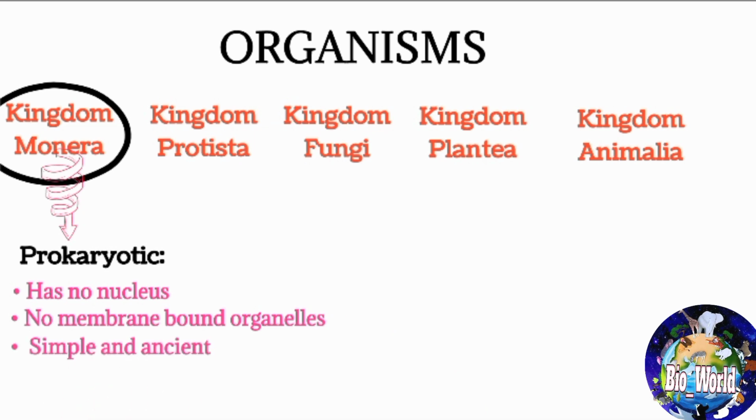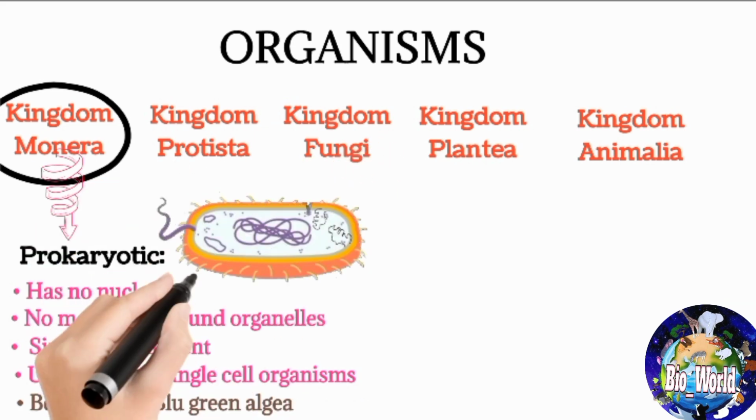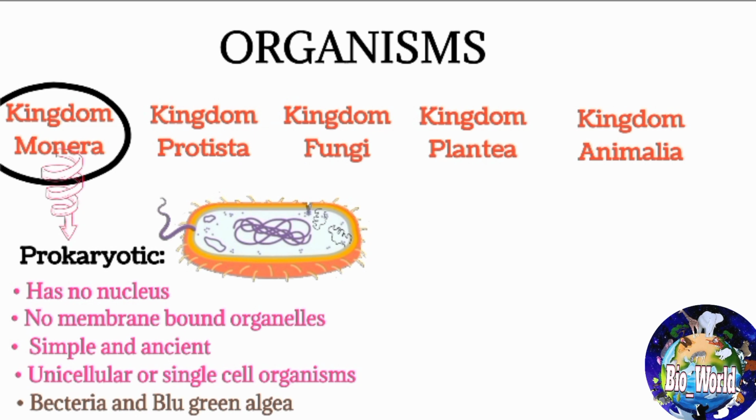Prokaryotes are simple and ancient organisms or cells. Prokaryotes are unicellular or single-celled organisms, that means the whole body is composed of one cell. Bacteria and blue-green algae are examples of prokaryotic organisms. And this is a prokaryotic, bacterial cell that looks something like this.